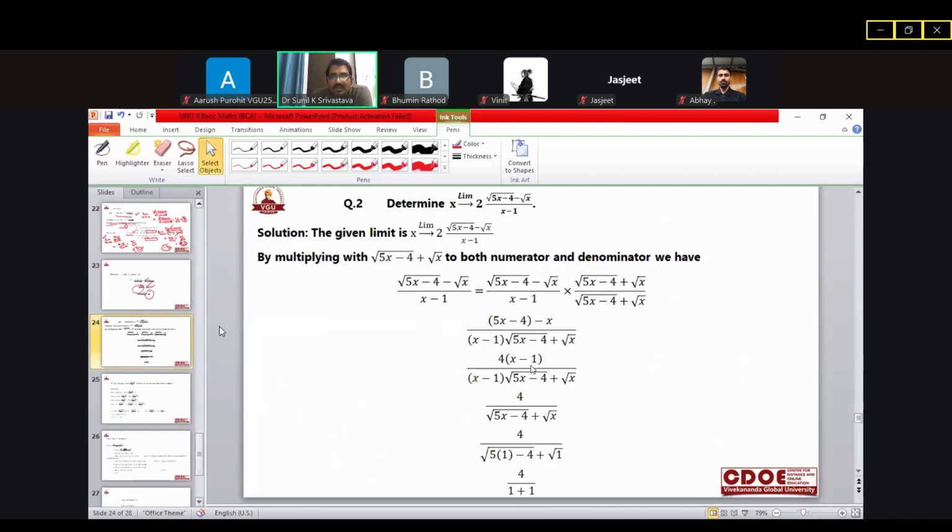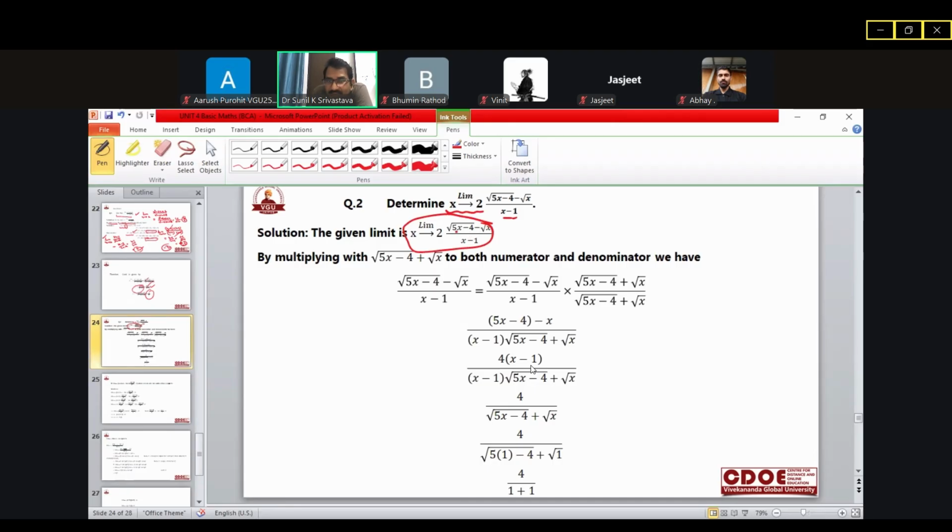Now we have another problem, which is a very good one, on rationalization of the function. You have to find the limit of the function when x tends to 1, (root of 5x minus 4 minus root of x) upon x minus 1. In this type of problem, first of all, we have to rationalize the function. You have to multiply the given function by its rationalizing factor.